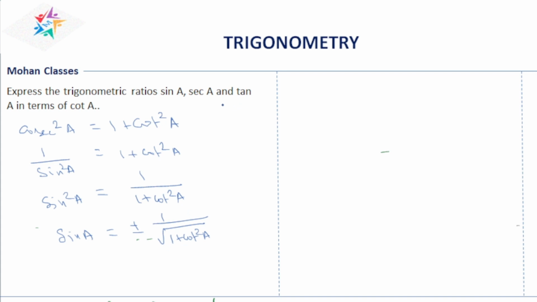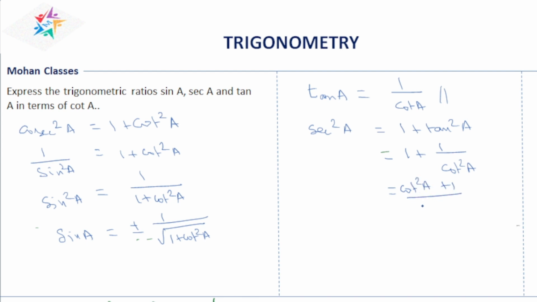Now, what about tan A? Tan A can be written as 1 by cot A. Now, we have to write secant A. What is secant square A? Secant square A can be written as 1 plus tan square A, right? 1 plus tan square A I am going to write in the form of 1 plus 1 by cot square A. So, that is equal to cot square A plus 1 divided by cot square A, right?